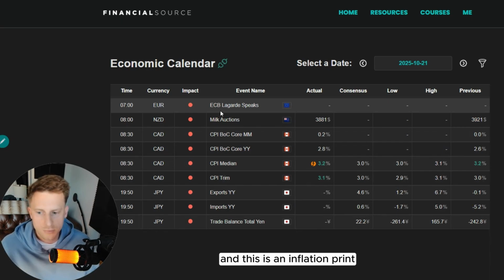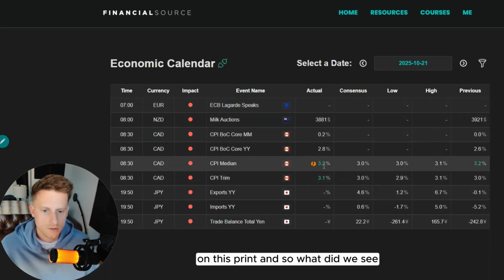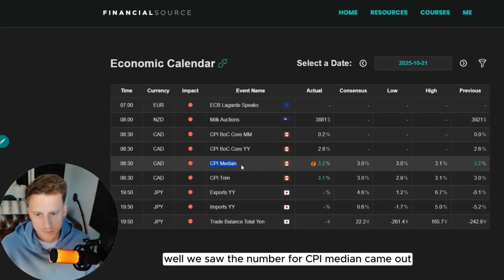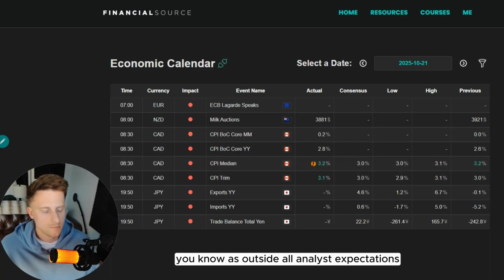And this is an inflation print, so there's a really good chance that the market moves on this print. And so what did we see? Well, we saw the number for CPI median came out above all analysts' expectations, and the lightning bolt flash telling you, okay, this is pretty serious, actually. It's outside all analysts' expectations. You should pay attention to this, right?